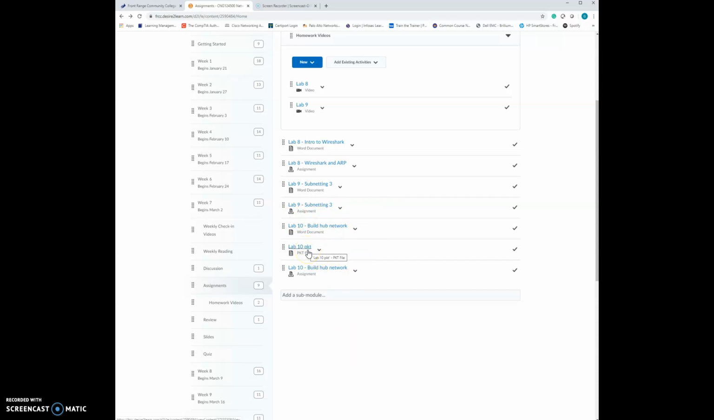Give it a try. I'll probably put some extra credit out there if you want to submit the packet file where you do the extra subnets.